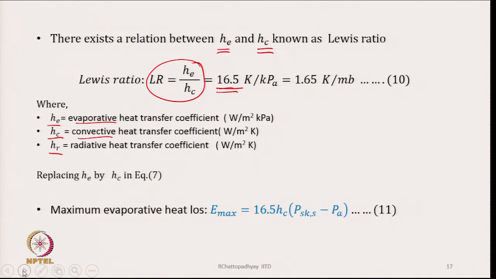So, that is what it can help us. Replacing HE by HC, we can write that the maximum evaporative heat transfer is going to be 16.5 HC into (PSKS minus PA). So, we are replacing the evaporative heat transfer coefficient by the convective heat transfer coefficient. That is what this is, and this gives us what could be the maximum evaporative heat loss.